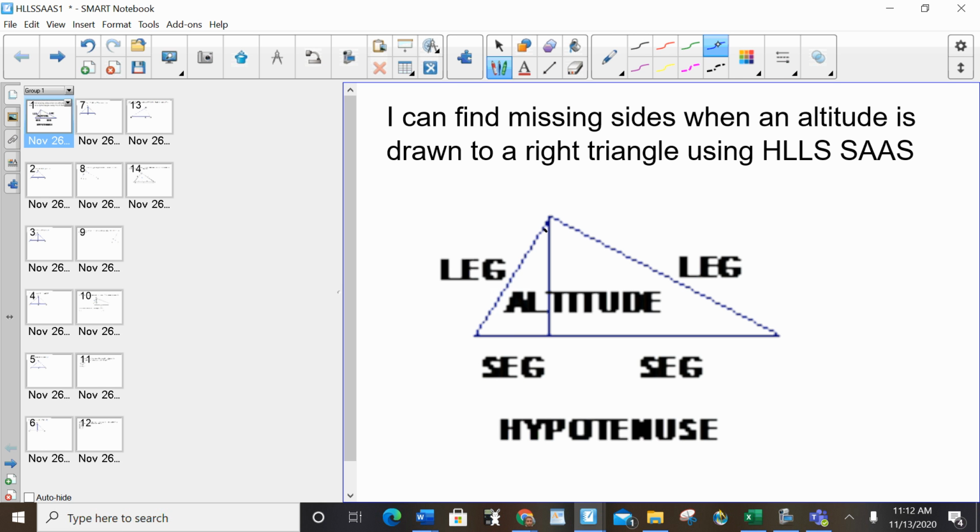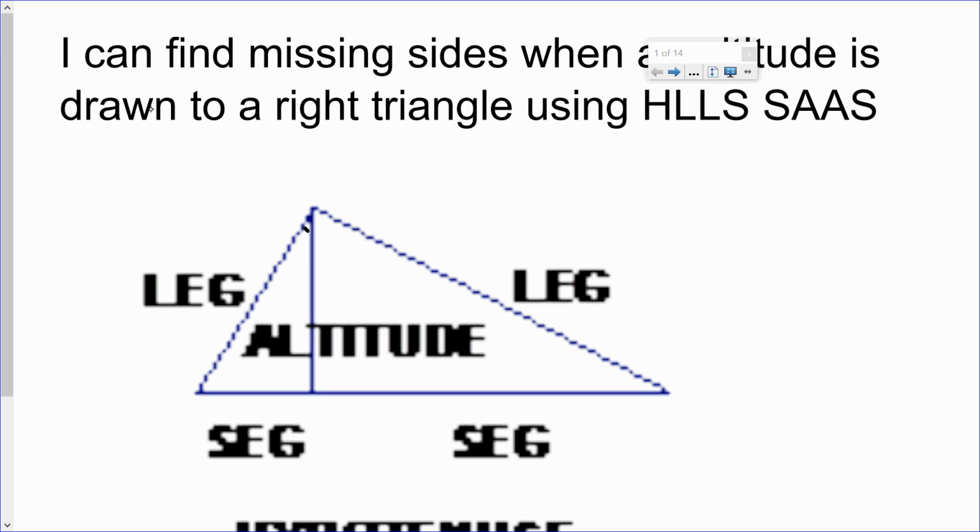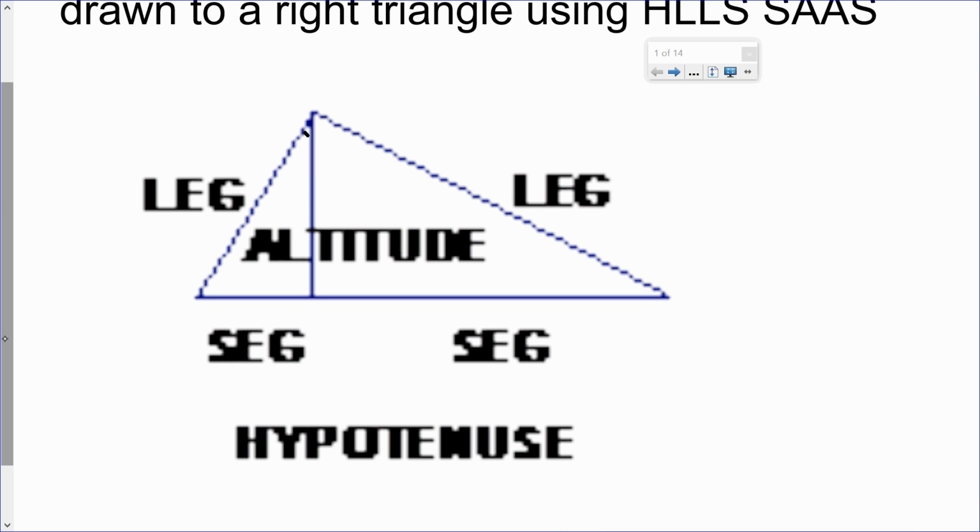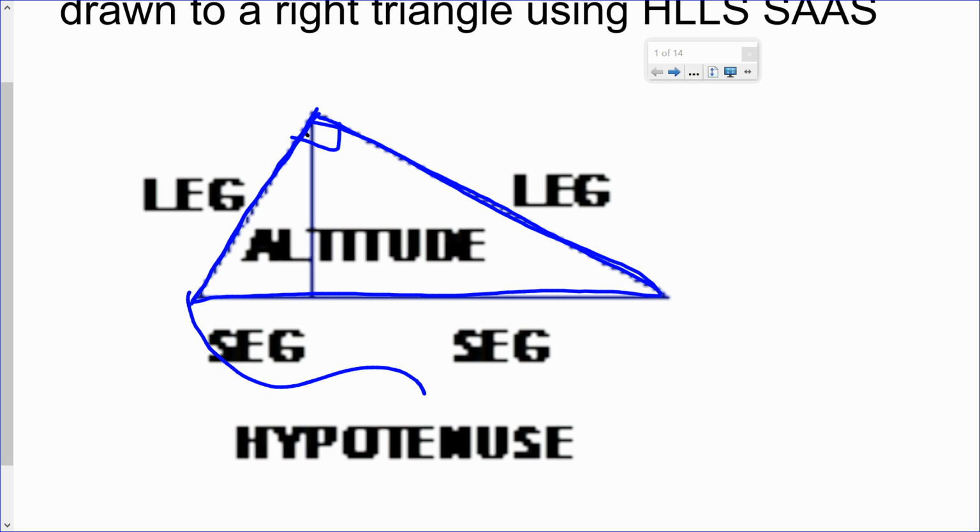In order to utilize Hill SAS, you need to know what the different things represent in this diagram. I see a big right triangle. In that big right triangle, these are my legs, and this whole thing is my hypotenuse, the long slanted side opposite the right angle. Now I have an altitude that's drawn. We talked about altitudes. It's a segment from a vertex that's perpendicular to the base, and that busts the hypotenuse into two segments. So I'm going to call these segs.